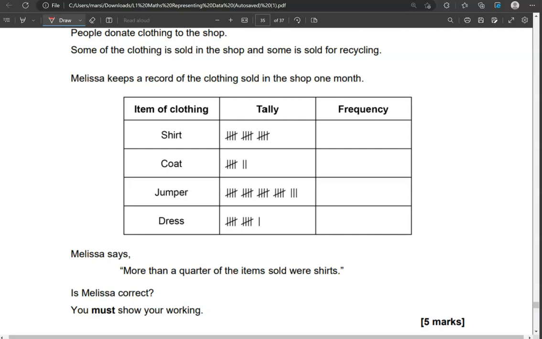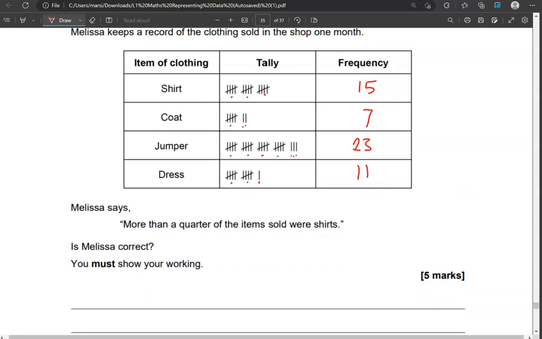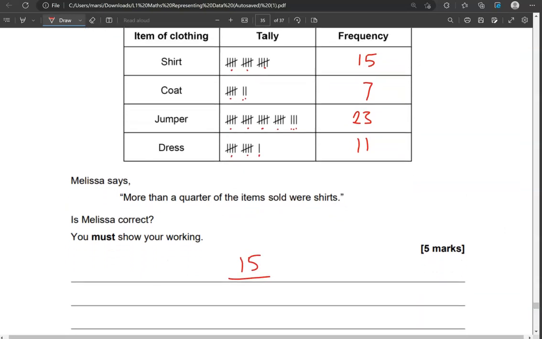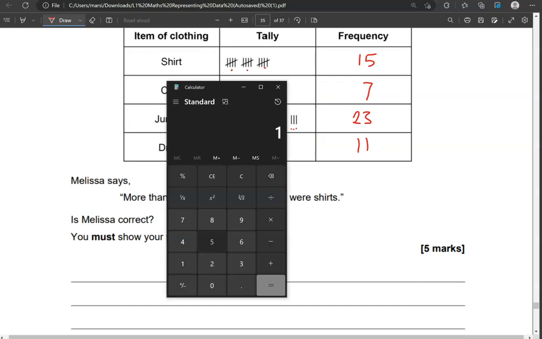In order to work this out, we need to fill the frequency column first. So we've got shirt, 5, 10, 15. Coat, 5, 6, 7. Jumper, 5, 10, 15, 20, 21, 22, 23. Dress, we've got 5, 10, 11. So shirts, we've got 15 out of the total, which is 15, add 7, add 23, add 11, and that is 56.